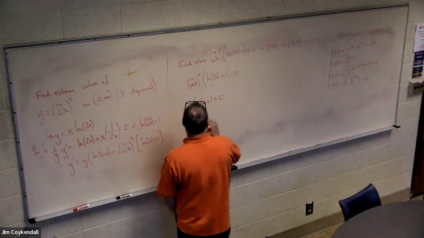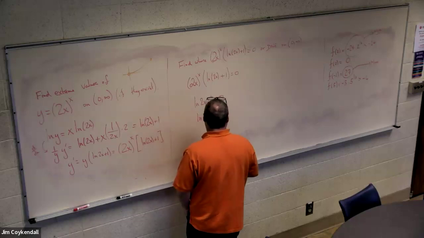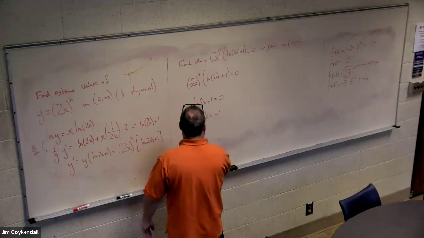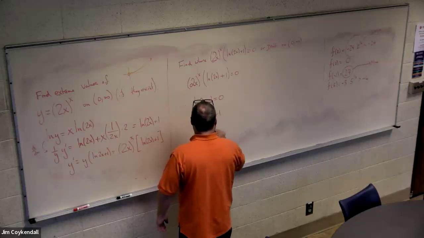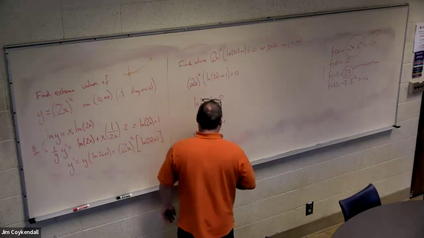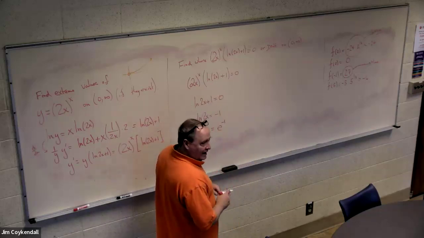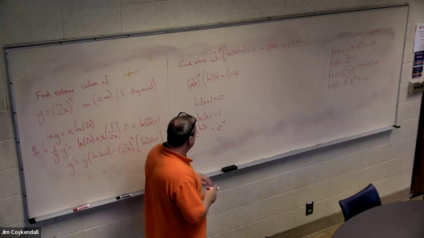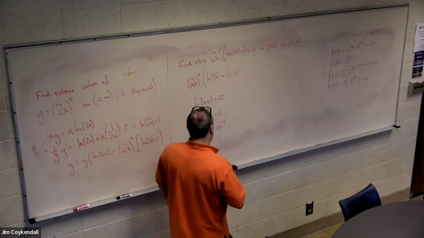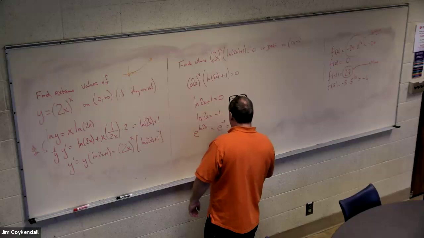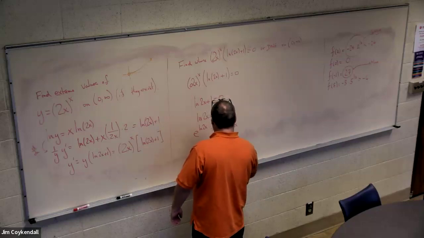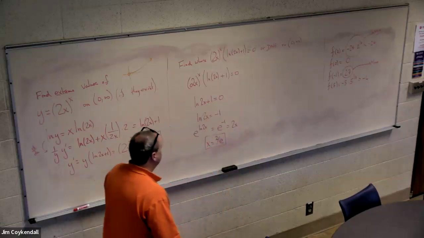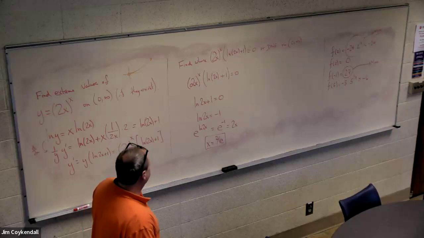So I get natural log 2x equals negative 1. Now take the exponential of both sides. The whole point of this is what is e to the log of 2x? So I get x is equal to 1 over 2e. That's the only one. There's only one.